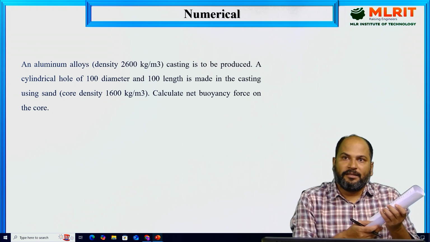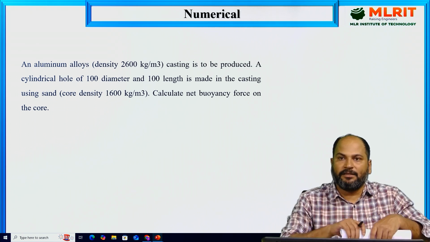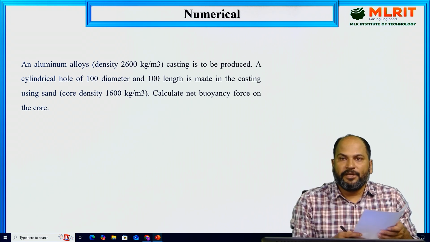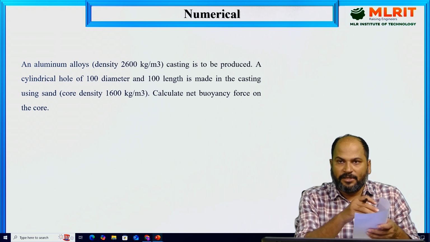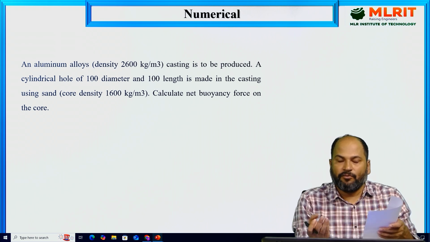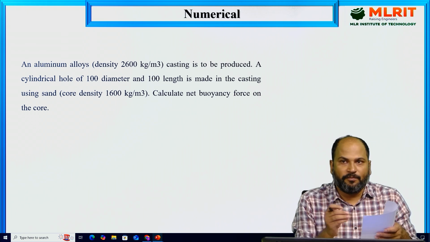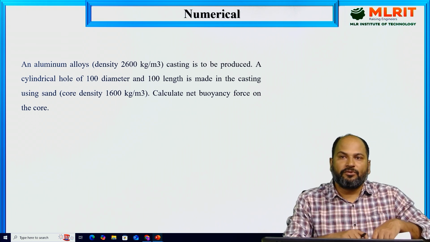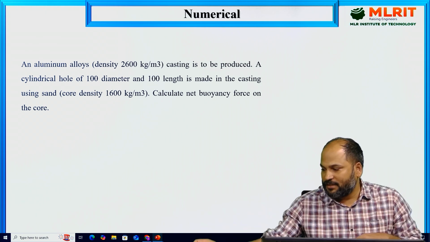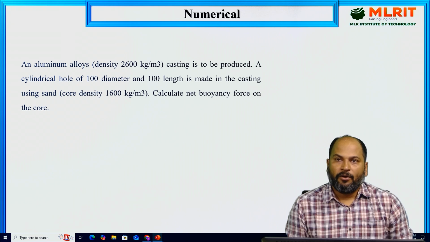One is the centrifugal casting. If we are not using centrifugal casting, we generally use a core, generally made of sand. Whatever the internal diameter we want in our casting, we produce a core of exactly the same dimension and put it inside to produce the hollow section. The same thing is there in this numerical, but what we have to calculate is the force of buoyancy.